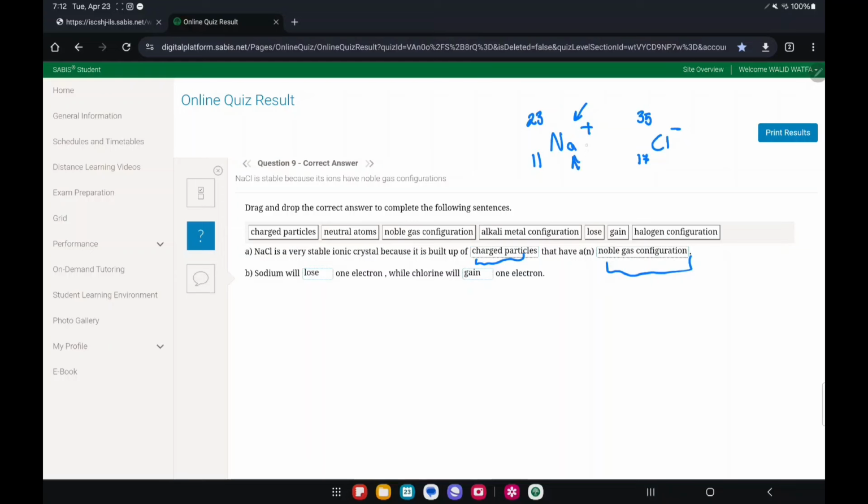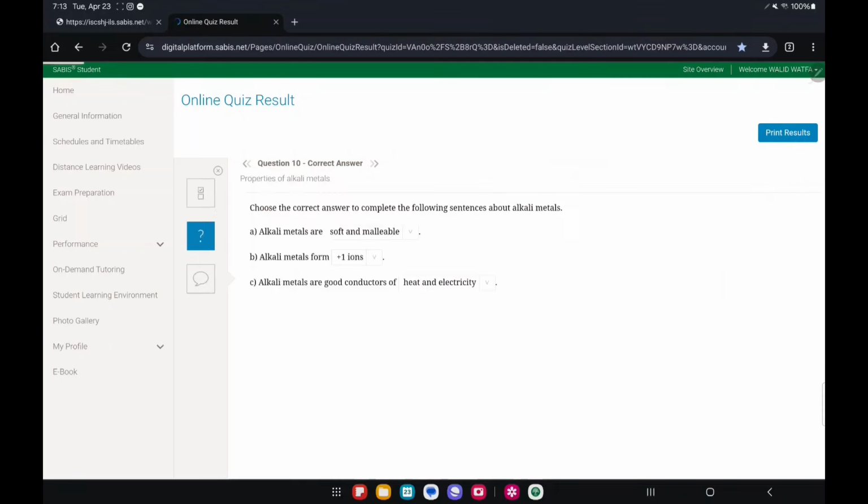So once this Na loses an electron, it will have 10, like neon. Okay, and Cl, once it gains 1, it's going to have 18, like argon. So once it loses, it becomes like the noble gas, and once this gains, it becomes like the noble gas. Okay, so sodium will lose 1 electron and chlorine will gain 1 electron. That's obvious. Na plus, Cl minus.